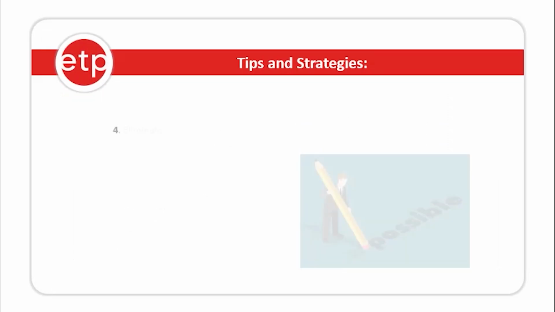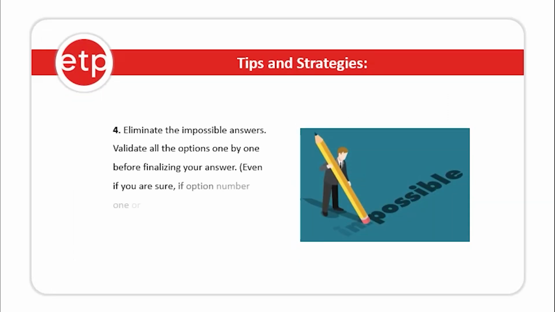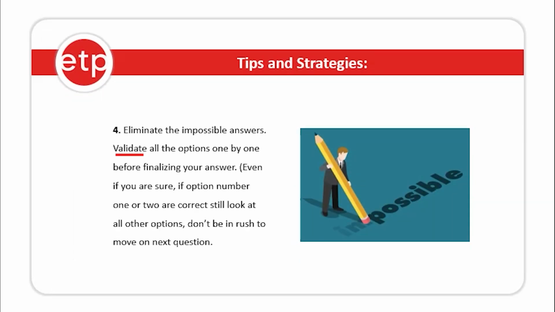The next point is to look and eliminate the impossible answers. You have to validate all the options one by one before finalizing your answers. Even if you are sure your options 1 and 2 are correct, still you have to look at the other options. Please don't be in a rush to move to the next question.